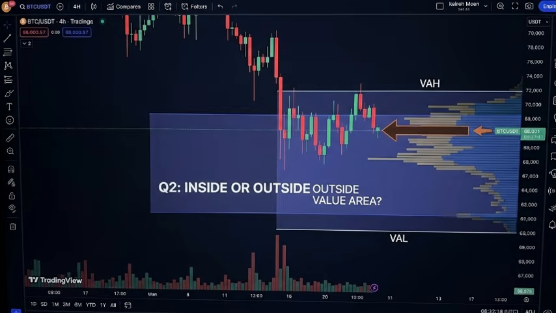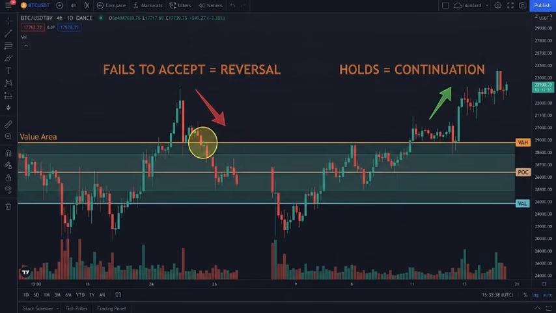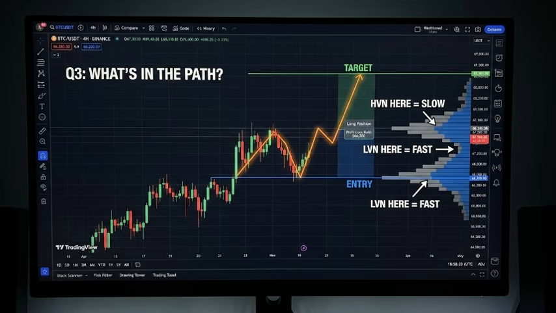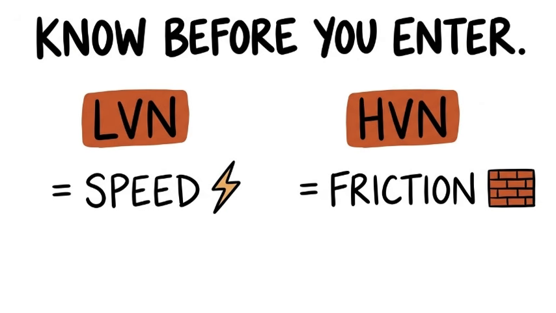What is the value area? Is current price inside or outside the value area? A move outside the value area that fails to accept is a reversal signal. A move outside the value area that holds is a continuation signal. What sits between my entry and my target on the volume profile? LVNs mean speed. HVNs mean friction. Know which one your trade is walking into before you enter.